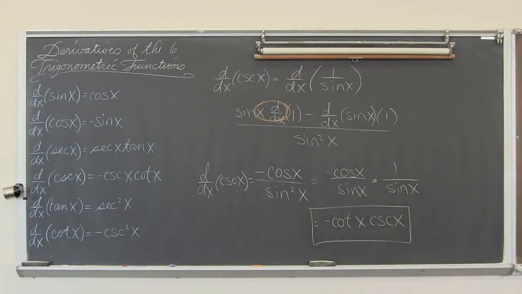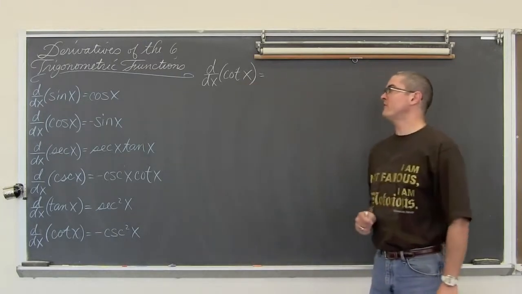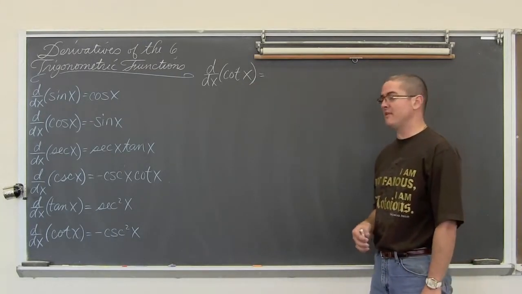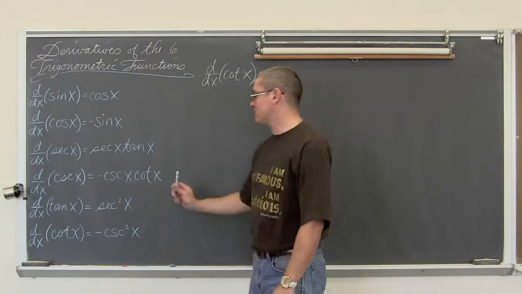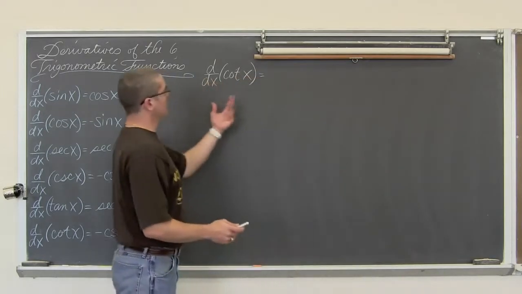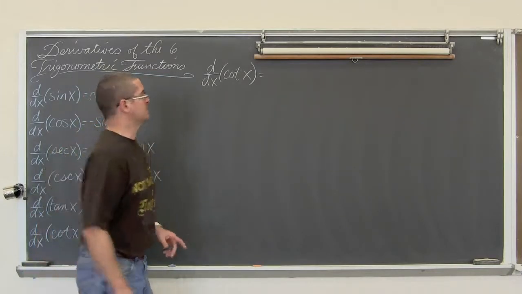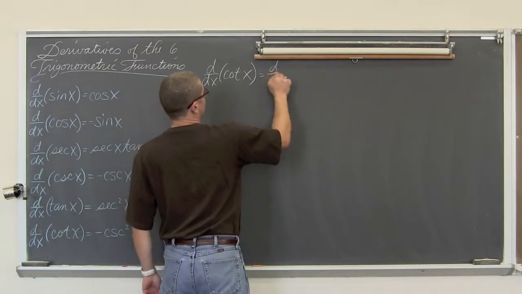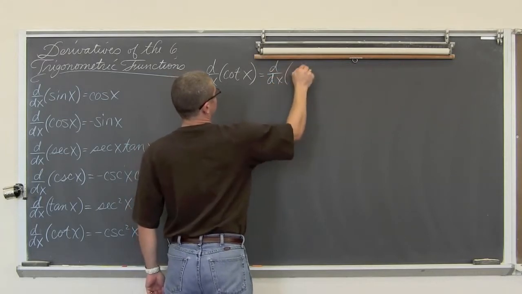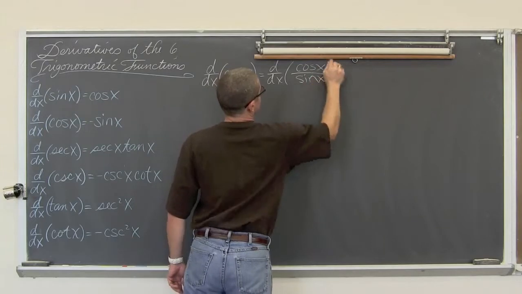We're going to do one more example, and that will be the end of this video. For our second and last example, we have the derivative with respect to x of the cotangent of x. Why is that equal to negative cosecant squared? Well, the building blocks for cotangent are cosine over sine. So this is equal to the derivative with respect to x of cosine of x over sine of x.